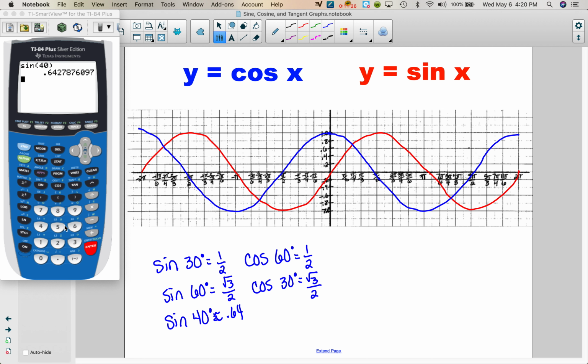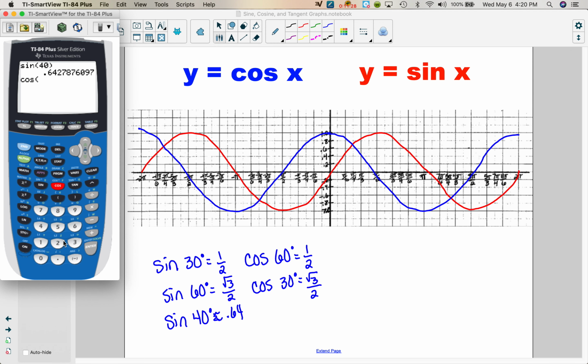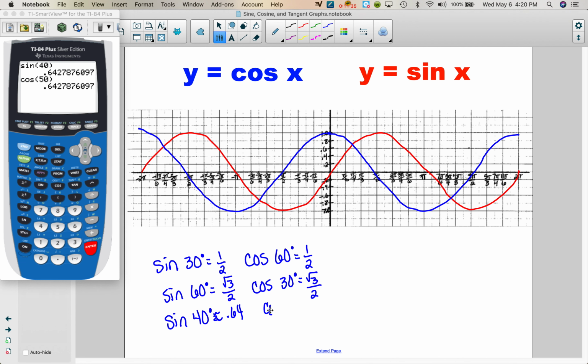And do you know what I would compare that to? I don't know if you can take a guess or not. Cosine of 50 degrees, same thing. So what this is illustrating is, notice my angles: 30 plus 60, 60 plus 30, 40 plus 50. It's the reason why sine 45 degrees and cosine 45 degrees are the same. It's the reason why if I shift my graph 90 degrees, they match up.